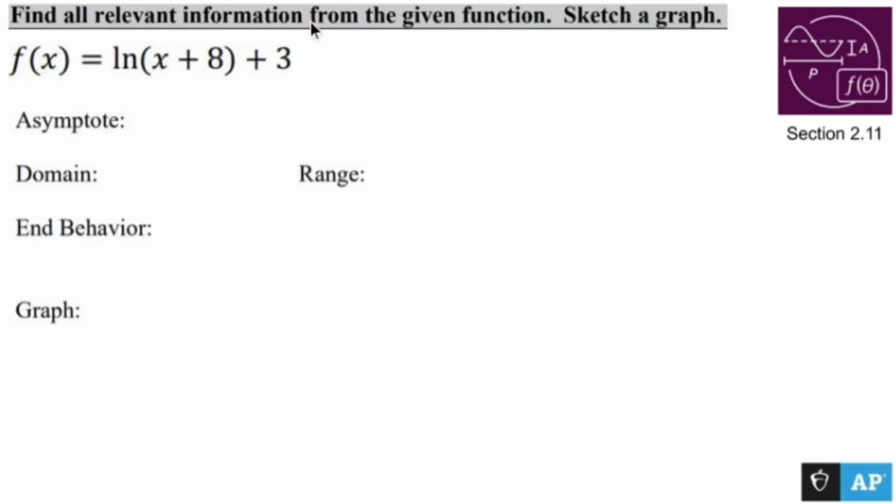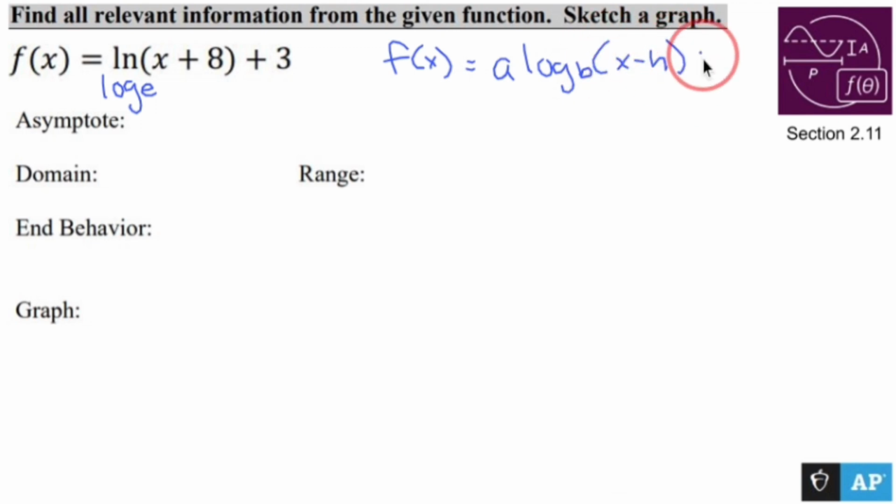Find all relevant information from the given function, sketch the graph. Now, I have f of x equals ln of (x plus 8) plus 3. Those of you who watch all of my videos know very well that if I'm graphing something that is a log, and yes, this is a log because ln is log base e, I'm going to compare it to f of x equals a, which gives me a vertical stretch or compression, times log base b, which is my base, but also deals with a horizontal stretch or shrink, of (x minus h) plus k.